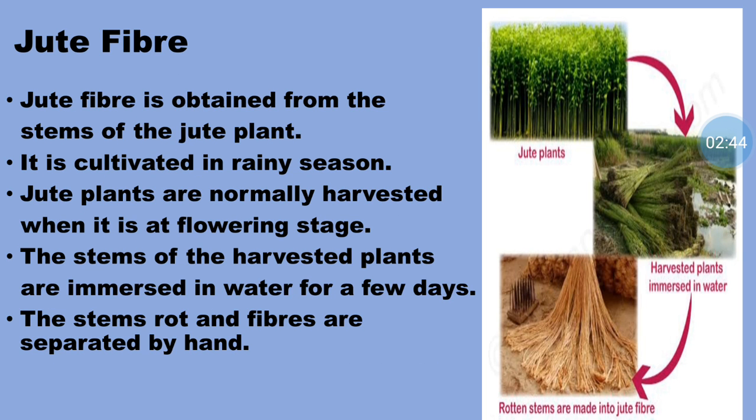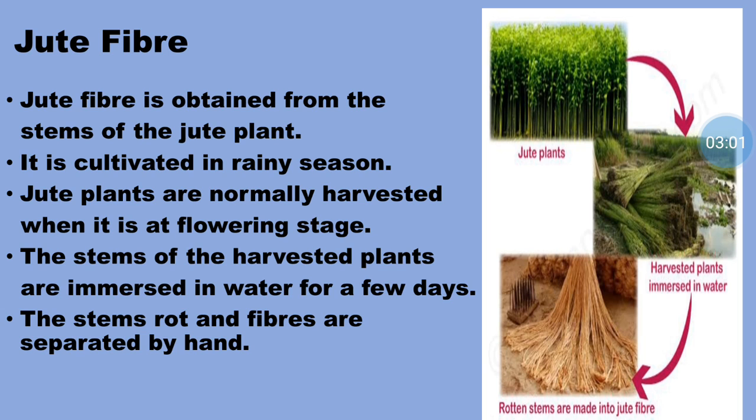The second plant fiber is jute. Jute fiber is obtained from the stem of the jute plant. Jute is normally cultivated in the rainy season.